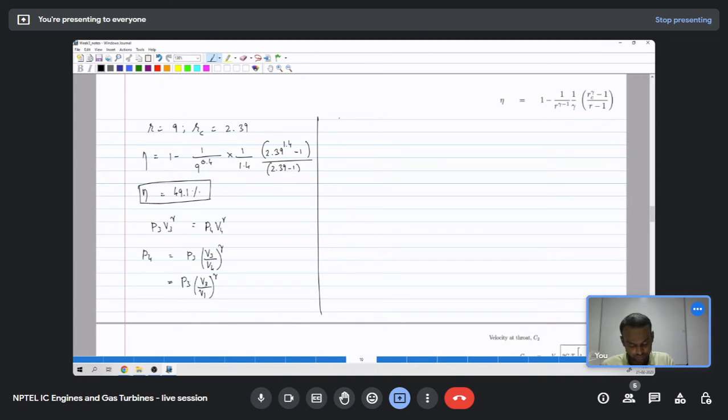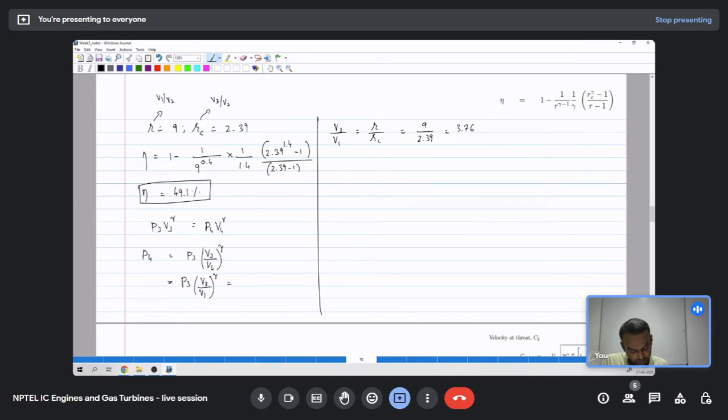To compute V3 by V1, we know from this that R is V1 by V2, and RC is V3 by V2. Sorry, V3 by V1 is R by RC, right? That is 9 by 2.39, which is 3.76.